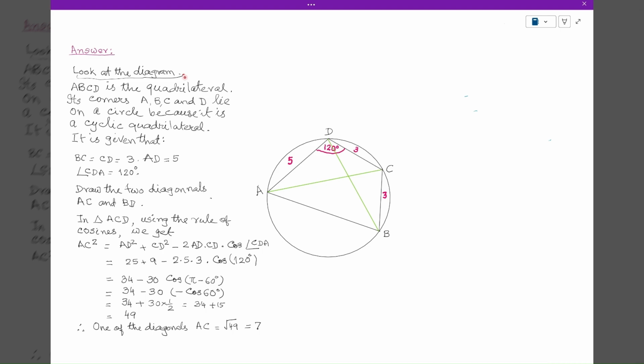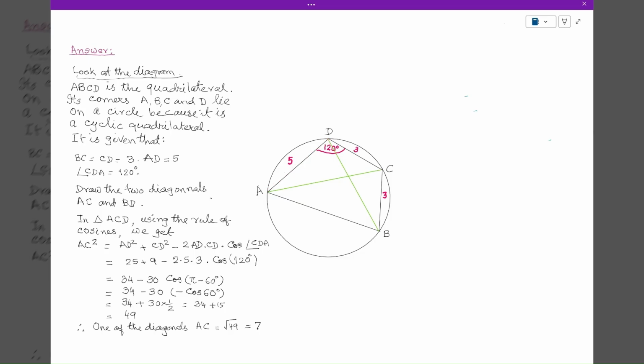Look at the diagram. ABCD is the quadrilateral. Its corners A, B, C and D lie on a circle, which is this circle. Because it is a cyclic quadrilateral, it is further given that side BC is equal to 3, CD is equal to 3 and AD is 5.